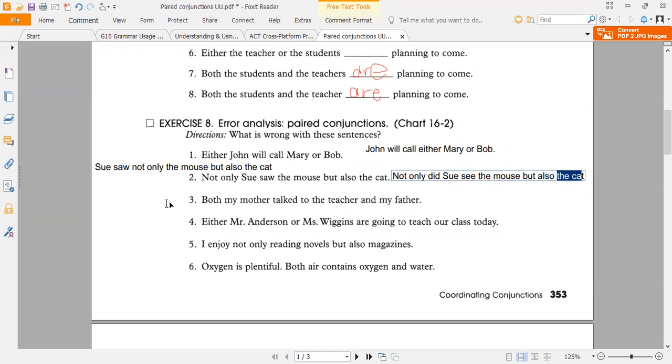My teacher. The sentence reads: both my mother talked to the teacher and my father. So your parents, we know that your parents talked to the teacher.